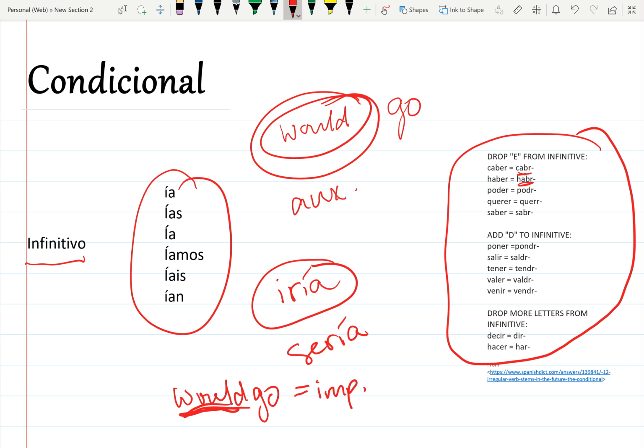So when you're using the conditional in the past, be careful, because if you're talking about things that are habitual, it's probably going to be the imperfecto instead of the conditional. Careful with that. And that's it.